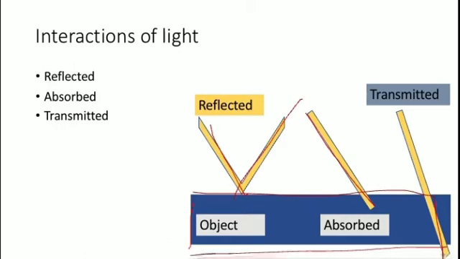Then in another situation the light passes through the object, and you're able to see clearly. So these are the three ways the interactions of light happen. So what do you mean by transmitted? That is when the light falls over the object and you are able to see it clearly. That is nothing but transparent, that is transmitted. The light is being transmitted through the object. You are able to see it clearly, right?